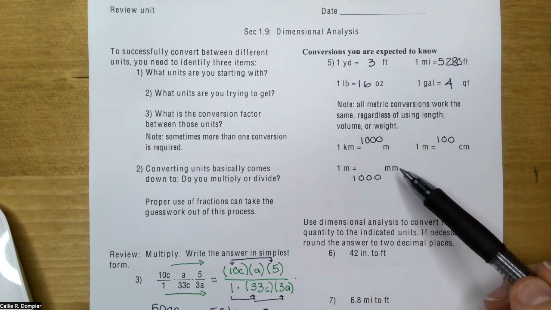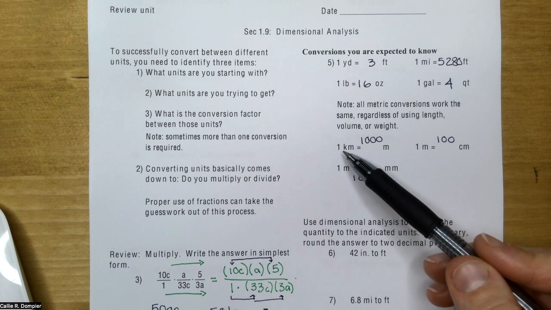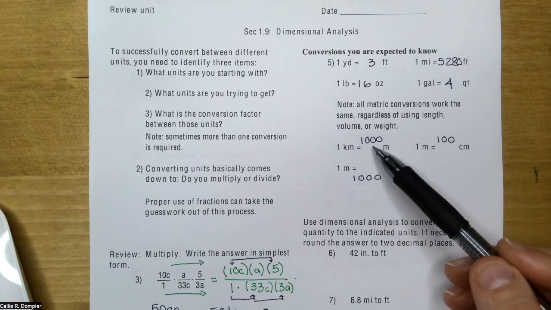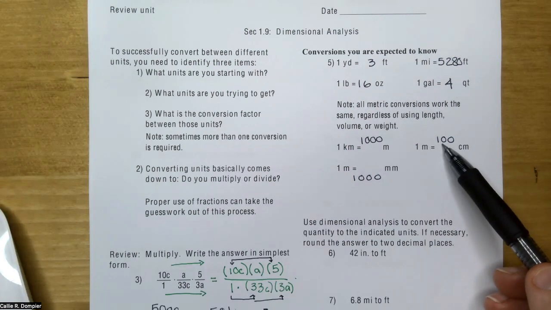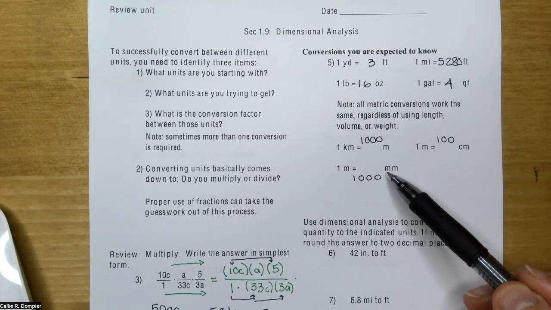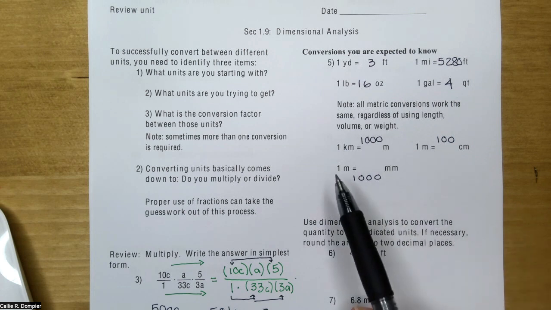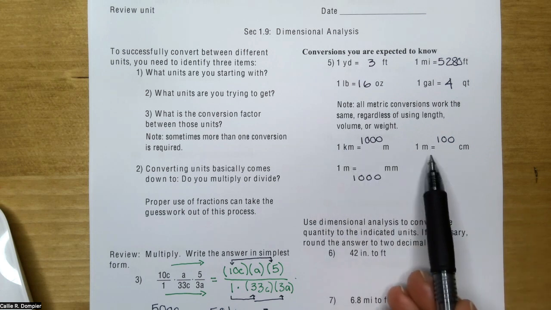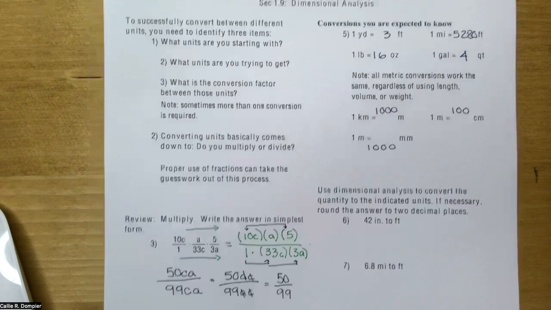And then here are the metric conversions. 1 kilo of something is 1,000 of it. 1 centi of something is 100 of it. 1 milli is 1/1000th of it. So that's how those work. 1 kilometer is 1,000 meters. 1 meter is 100 centimeters, but 1 meter is also 1,000 millimeters.